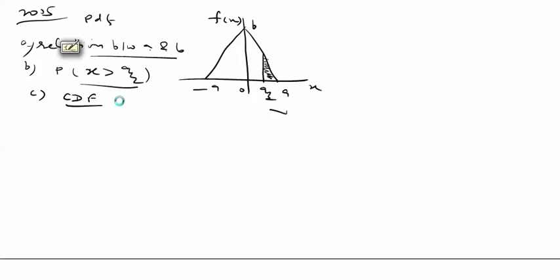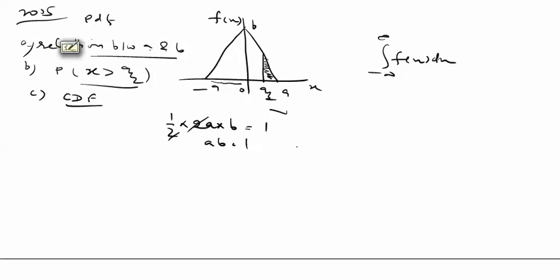Then X is greater than half, and the CDF. The relation between A and B comes from this formula, integral of f(x) dx. Area should be 1. We can also calculate the area from base into height. Base is 2a, into height b, into half, equals 1. So ab should be 1 in short way.